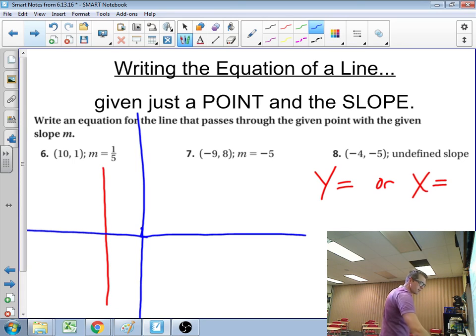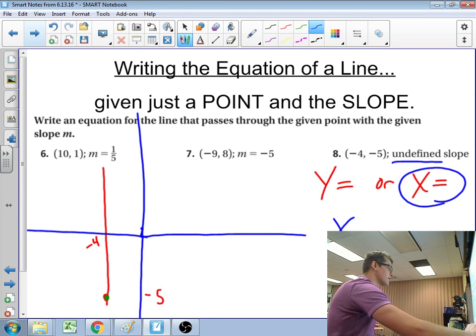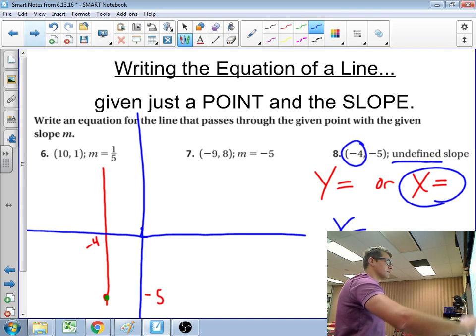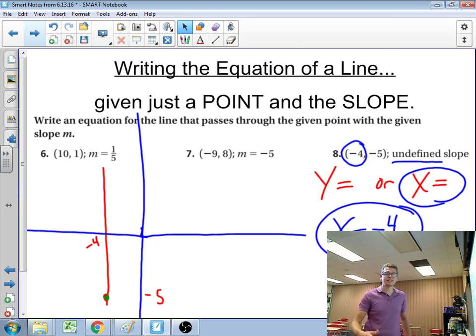Remember, math is not about memorizing, it's about thinking. So let's say this is -4. We're going to put a point down here at -5. So this is the point that we're looking at. Would my x value always stay the same, or would my y value always stay the same? Well, as I move on my line, I have a lot of different y values, but my x value is always consistent. So with an undefined slope, that means it's a vertical line, which uses an x equals equation. So here, x equals, what does x equal? It just equals -4.